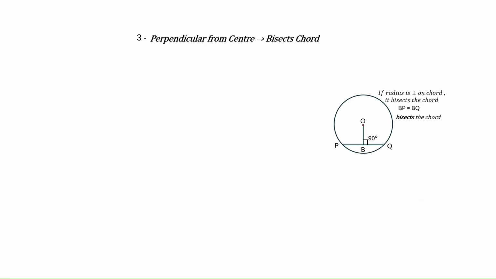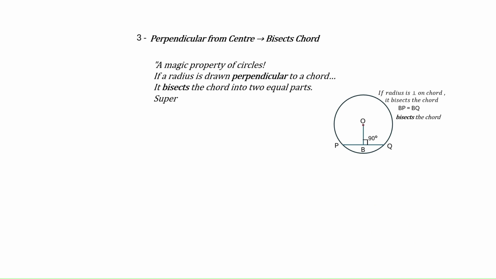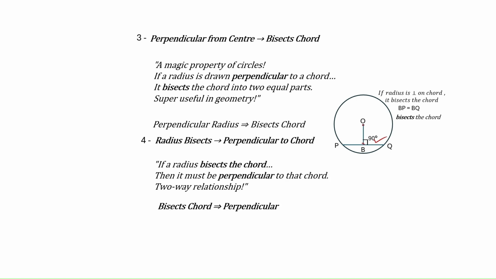Now this theorem: a perpendicular from the center bisects the chord. If OB is perpendicular to chord PQ, then PQ will be bisected, meaning PB and BQ will be equal. Okay, this is the first theorem, this is the second theorem.